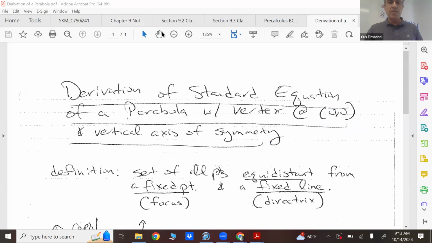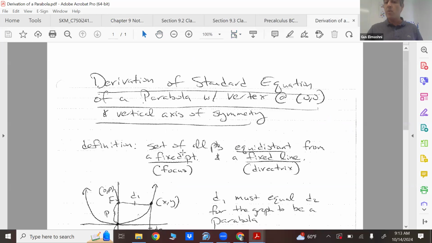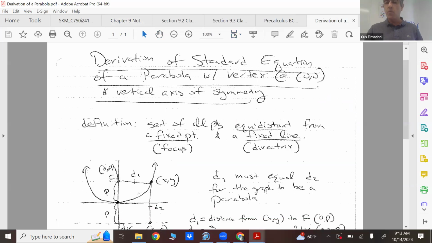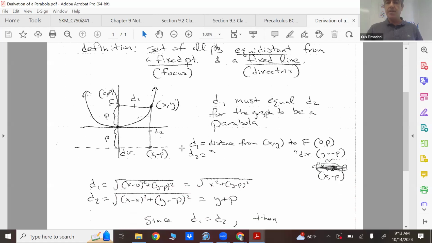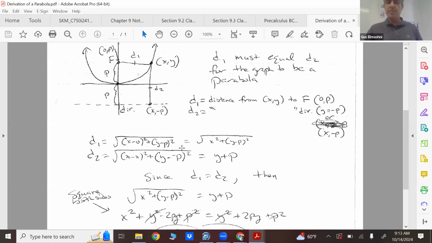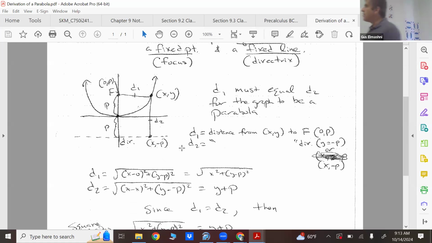Okay. So the derivation of a standard equation of a parabola with vertex at 0, 0, and a vertical axis, opening up. If you think about it, that's the focus, and that's a random point on the parabola. That's D1, and D2 will have to be the same. We're cool with that so far?